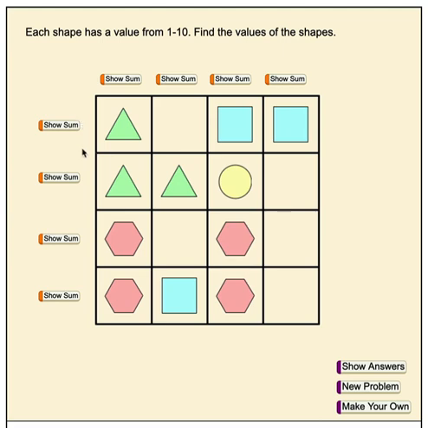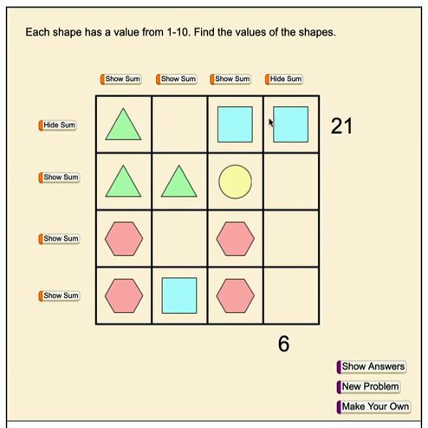Notice that each row contains a button that says Show Sum, as does each column. If I press the button, for example, this one here in the 4th column, it tells me the sum of all the shapes in this column. Here there's just a square, so it's telling me that the value of the square is 6. If I now press Show Sum in this first row, I learn that the sum of 2 squares and the triangle is equal to 21.